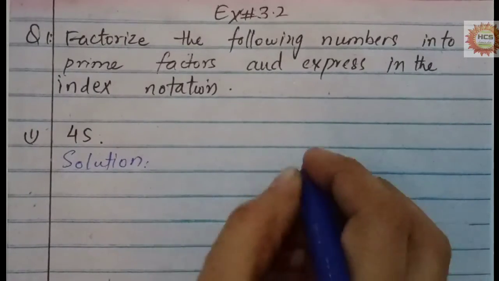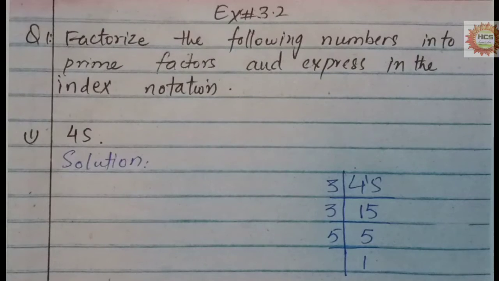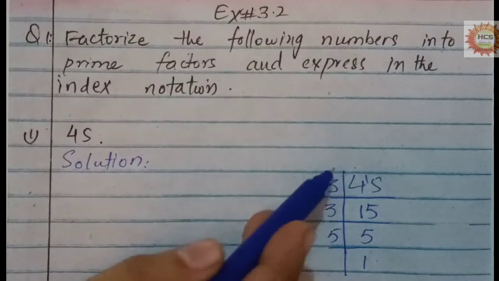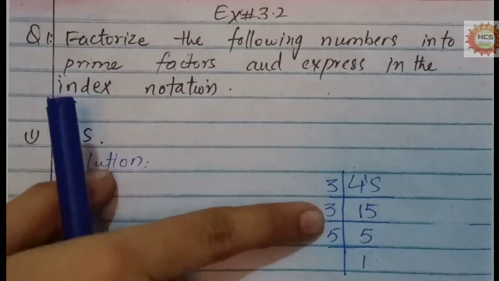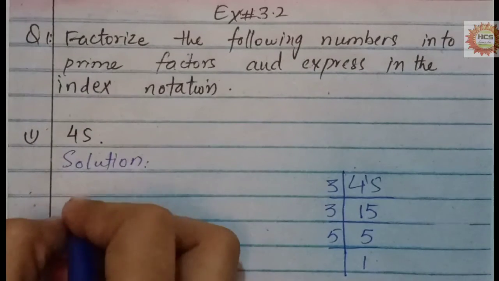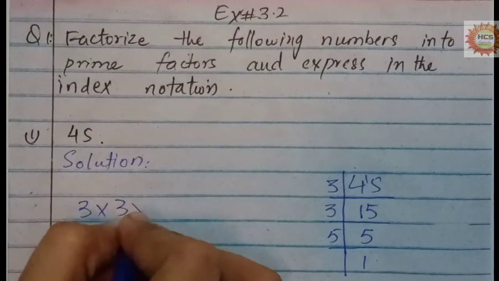Always take the LCM from the smallest number. Don't take the LCM directly from the greatest number. We will start the LCM from the smallest number. Now here 3 and 5 are the factors of 45. So we will find the prime factors by taking the LCM of a given number. Now these are the factors of 45. So here we will write the factors.